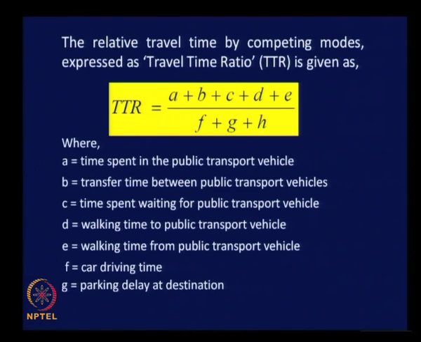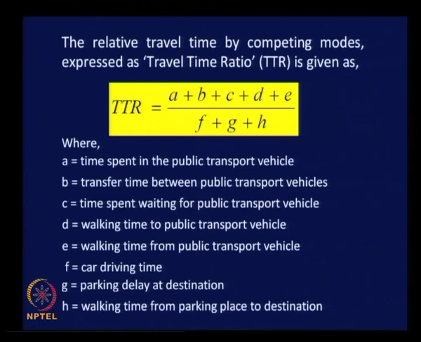G, parking delay at destination, if any. And H, walking time from parking place to the exact destination point. So this is how the travel time ratio was calculated to compare the relative merits of the two alternative modes available.